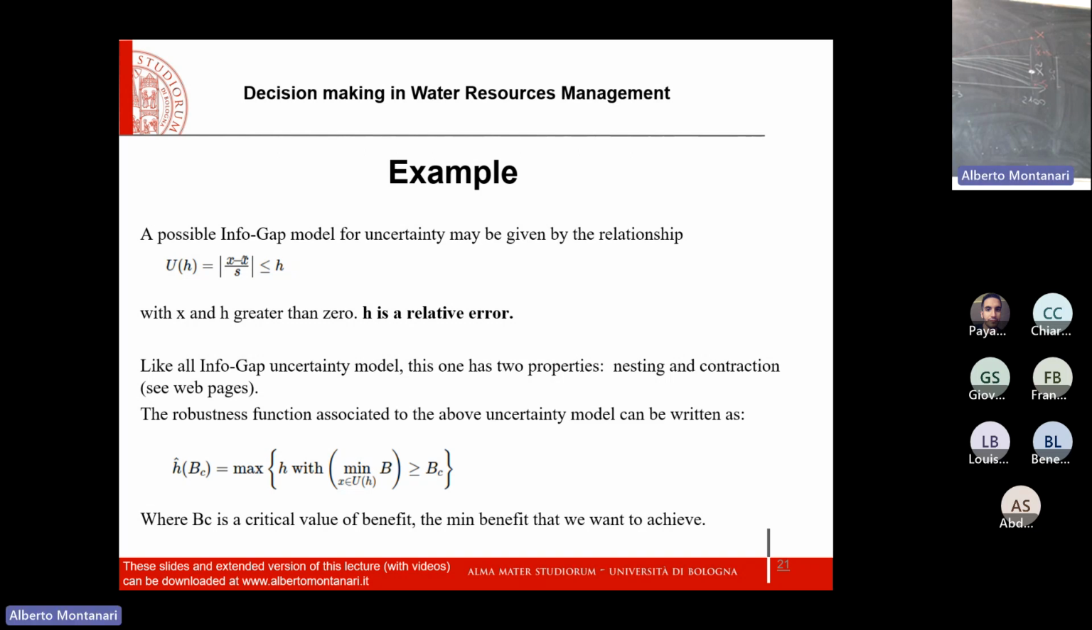So I am looking for the max uncertainty, the max H value. The max uncertainty means the max true uncertainty, the max error in the prediction, which allows me to anyway get the minimum benefit. I look for the maximum uncertainty to ensure sustainability. Okay, and I want to express it in mathematical terms.